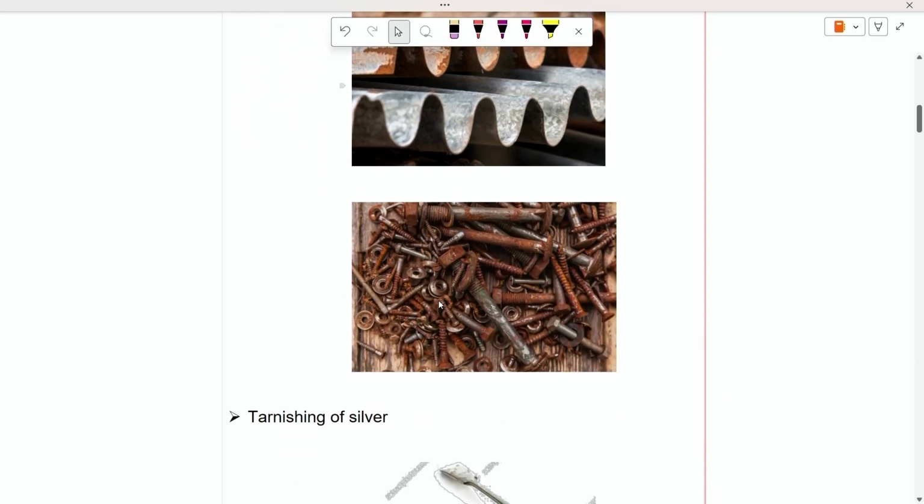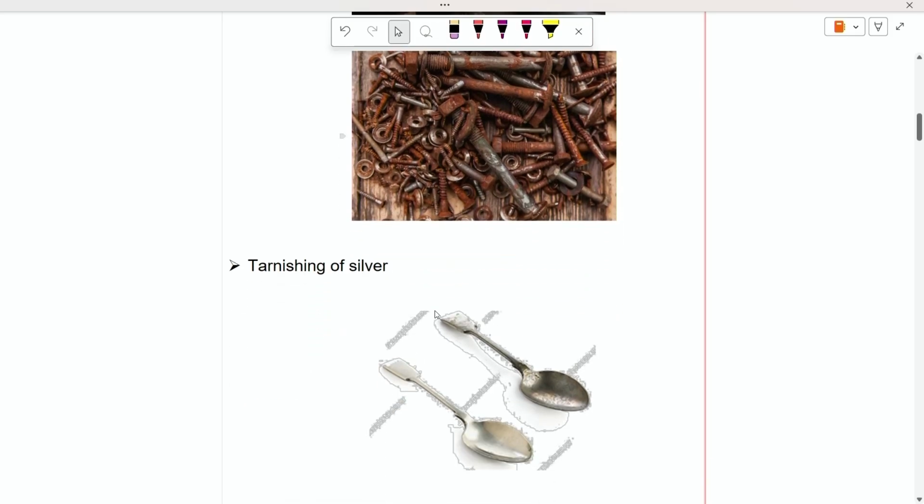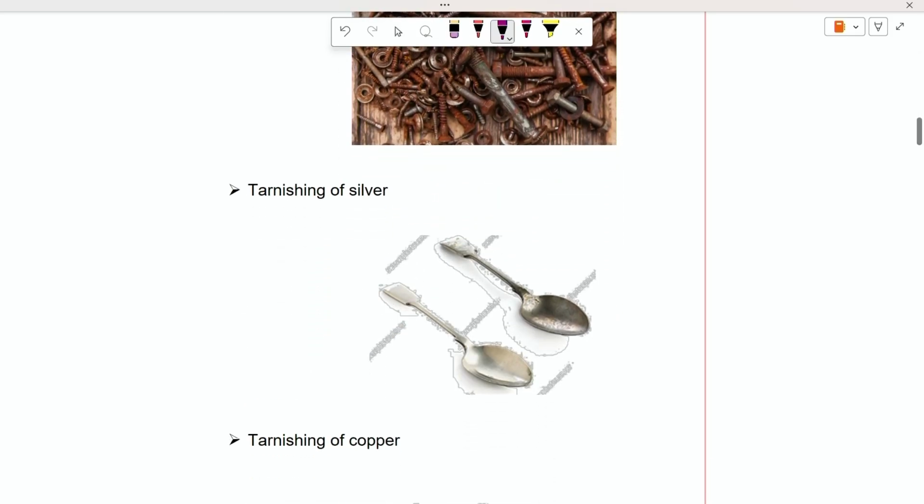Now, here is a picture of nails. It is all corroded. You can see that certain parts are not corroded, but almost most of the portions are corroded. Another example is tarnishing of silver. The first picture shows the untarnished silver spoon. The other one, which is the blackened one, is the tarnished silver.